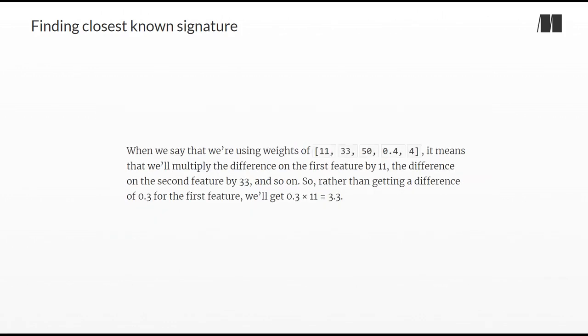When we say that we're using weights of 11, 33, 50, 0.4, 4, it means that we'll multiply the difference on the first feature by 11, the difference on the second feature by 33, and so on. So, rather than getting a difference of 0.3 for the first feature, we'll get 0.3 times 11 equals 3.3.